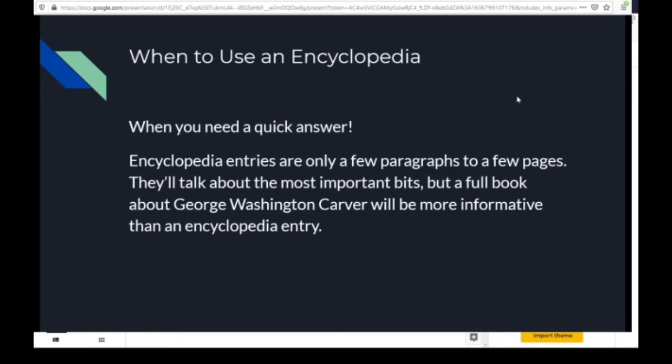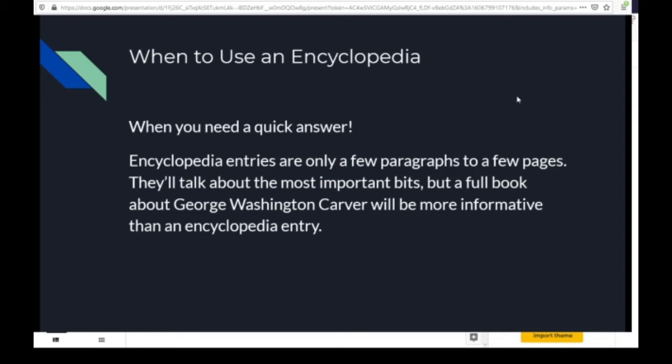A full book about George Washington Carver, though, is going to be more informative than an encyclopedia entry. So if I just need to know 5 or 6 things about George Washington Carver, I'll pull up an encyclopedia. Now, if I were writing something a lot more detailed, then I would go to a book. But again, we talked about the fact that encyclopedias are a good starting point. I'm just going to bring up an encyclopedia first, get the first gist, and then I'll go find a book.